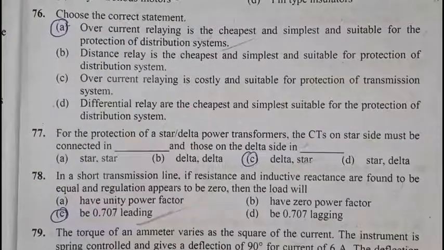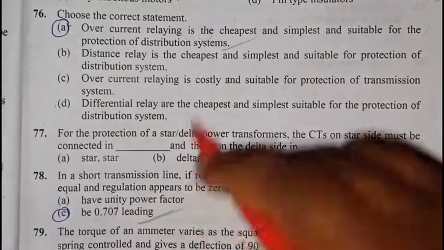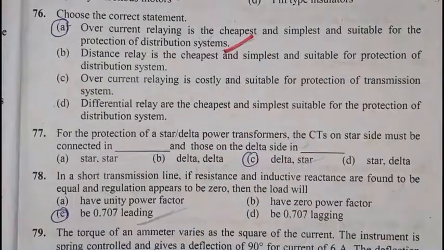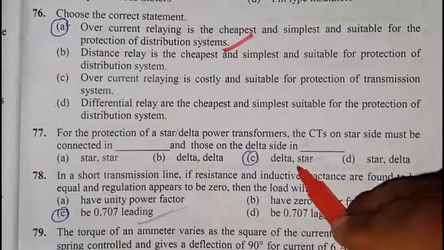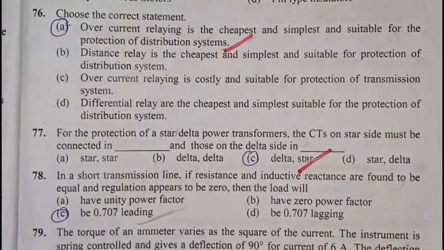Question number 76. Choose the correct statement. Option A is the correct answer. Overcurrent relaying is the cheapest and simplest and suitable for the protection of distribution system. Question number 77. For the protection of star delta power transformers, the CTs on star side must be connected in dash and those on the delta side in dash. Answer option C, delta and star.